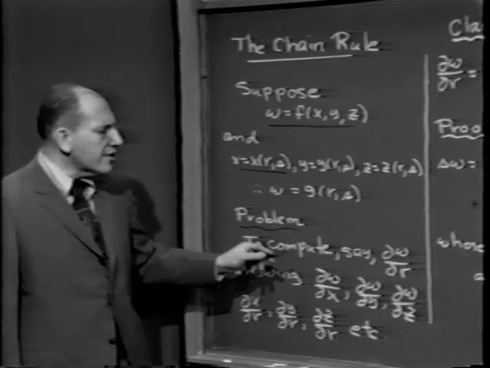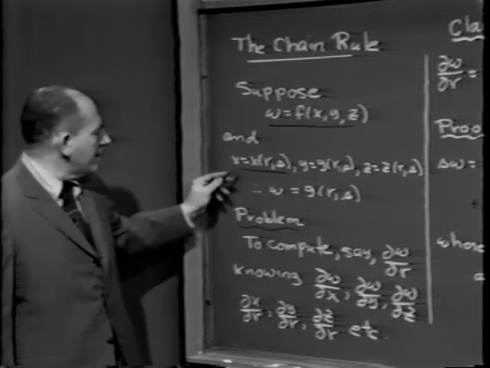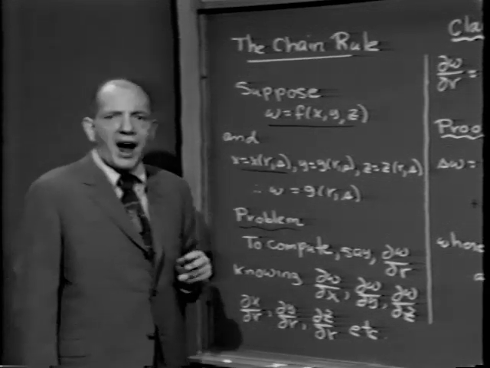I would like to use the chain rule. Do you see why it's called the chain rule? W is a function of x, y, and z. X, y, and z are each functions of r and s.